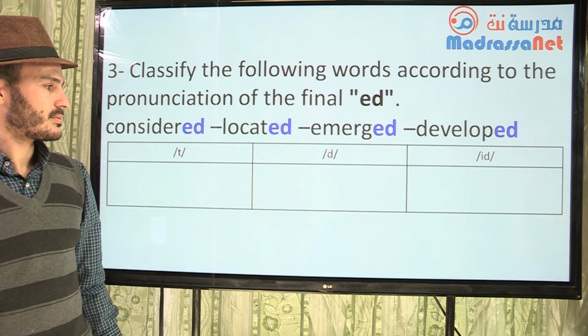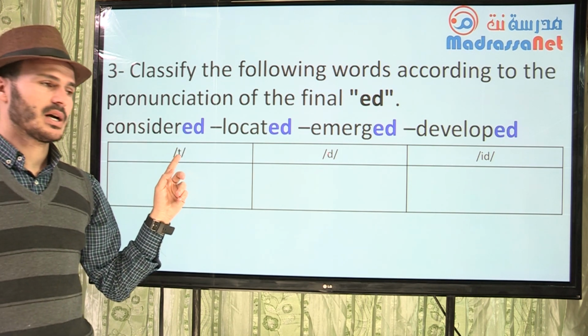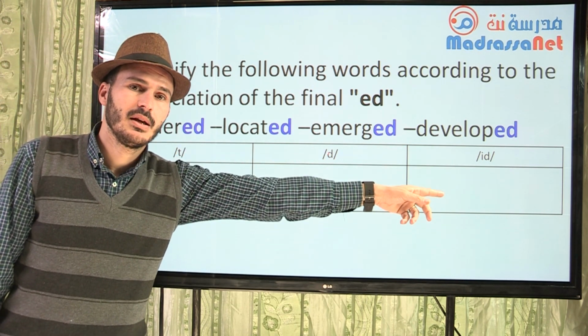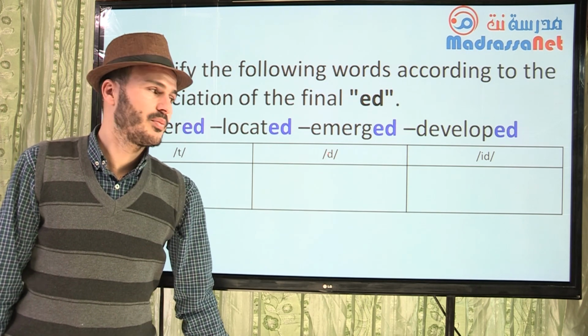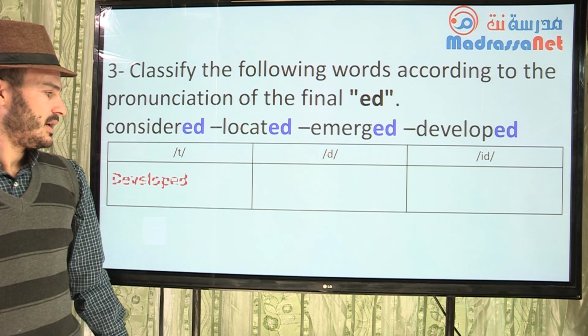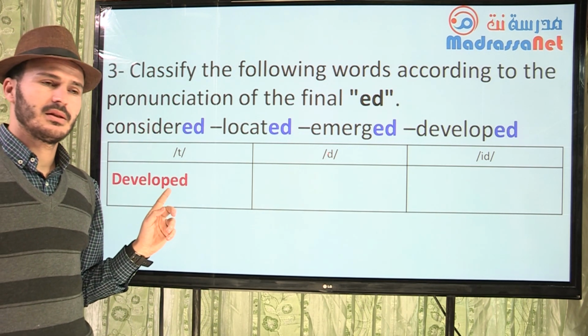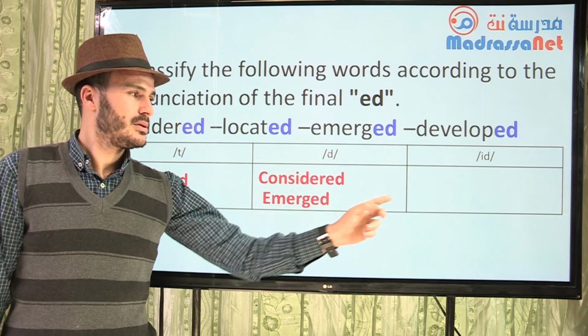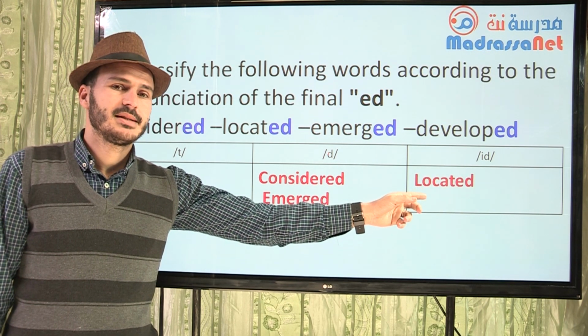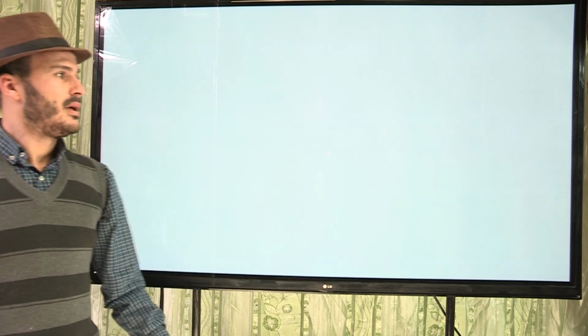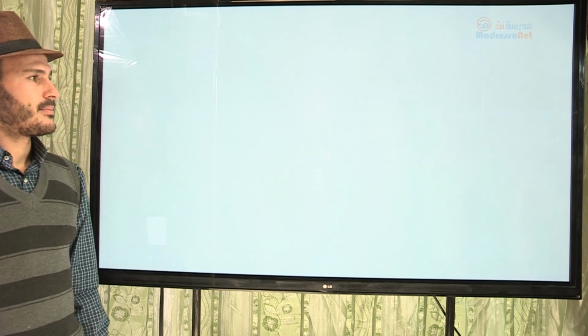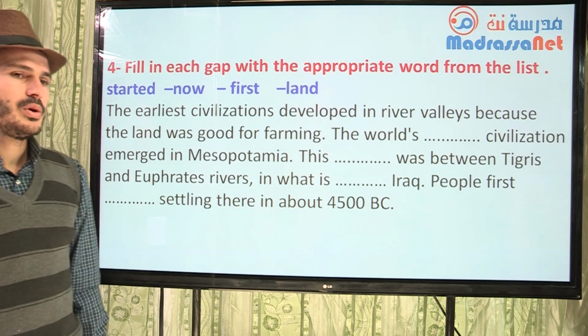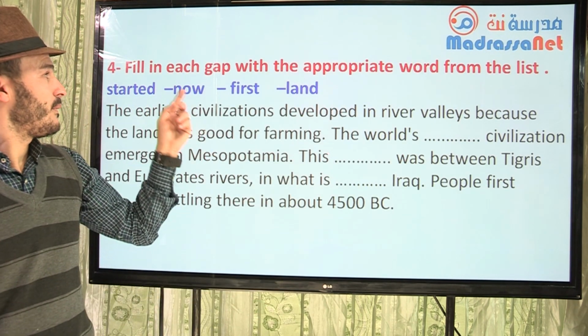So final ed is pronounced either t, d, or ed, as we have already explained in a previous video. We have developed, considered, emerged, located. Okay. We move on now to the next activity.